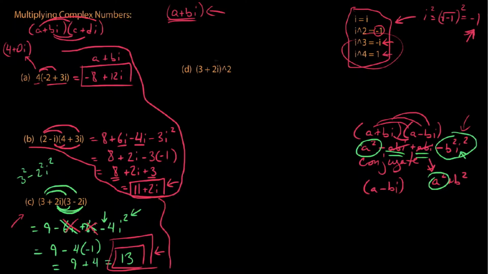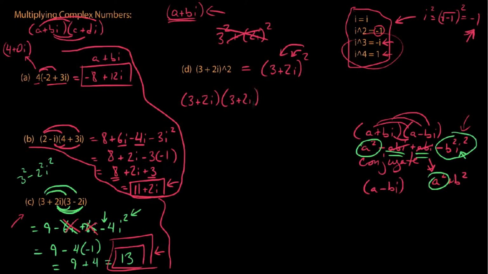So what about this here? And I could write this a little bit better. This is 3 plus 2i quantity squared. Now, a lot of people try to tell me, hey, don't do this, this is not 3 squared plus 2i squared, you don't distribute exponents. This means 3 plus 2i times itself.